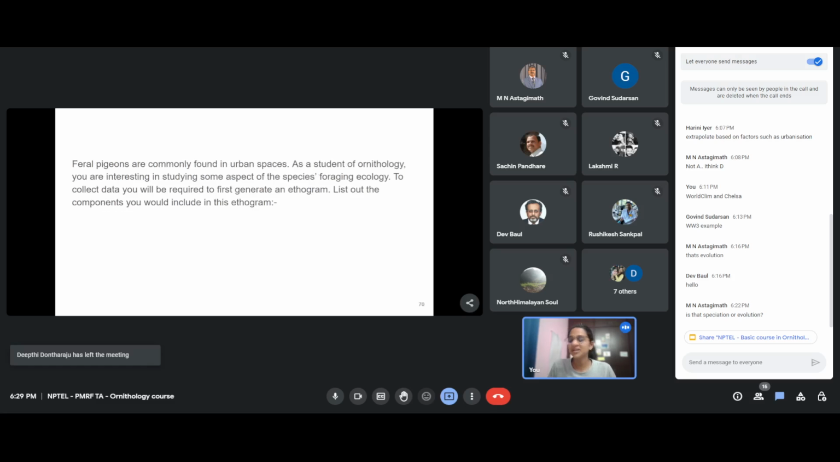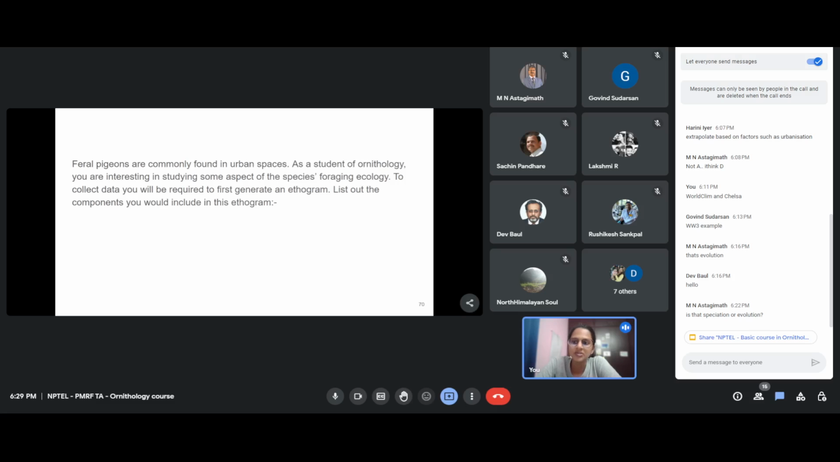Oh my god, I've again got a pigeon example. I should not have. I think I have more pigeon stuff. Okay, this is another discussion question. Feral pigeons are found in urban spaces. This is actually a question from the previous lecture. And as a student of ornithology, you are interested in studying some aspects of the species' foraging ecology.